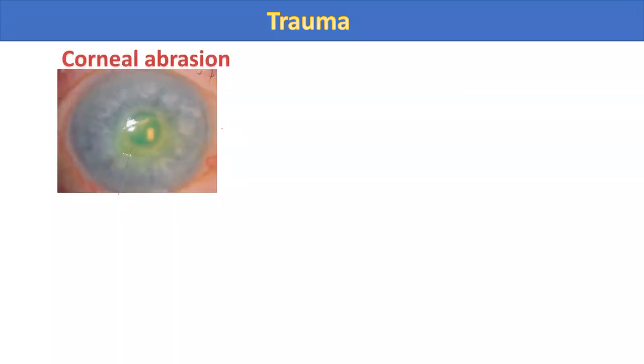Regarding trauma, what are the kinds of trauma that may affect the cornea? Those patients can have corneal abrasion, which is simply sloughing of the epithelium.